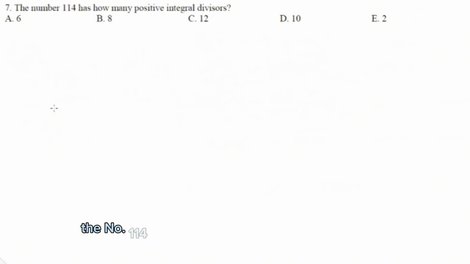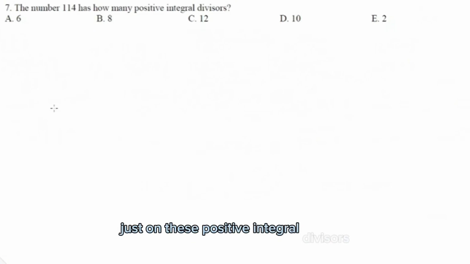Next, the number 114 has how many positive integral divisors? Okay, so this might seem like a pretty hard problem, but trust me, it's easy. In fact, I actually have a full video just on these positive integral divisors type of problems, which will be linked in the pinned card at the top. But let's continue with this problem. So, 114. What we need to do first is find the prime factorization. If you don't know how to do the prime factorization, I have a video just on that as well, but I'll show you right here. That video will be linked in the pinned card at the top as well.